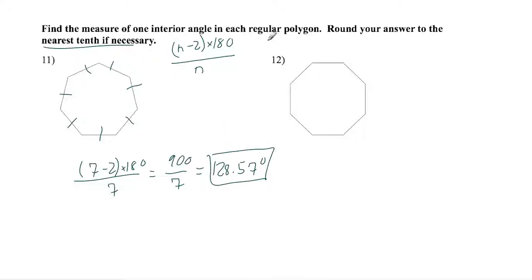So that's perfect. Number 12, we have another octagon. So we have 8 minus 2 times 180 over 8. The 8 minus 2 is 6, and when we multiply that by 180, we get 1080. And we're going to divide that by 8, and we get that the angles are exactly 135. That looks horrible.